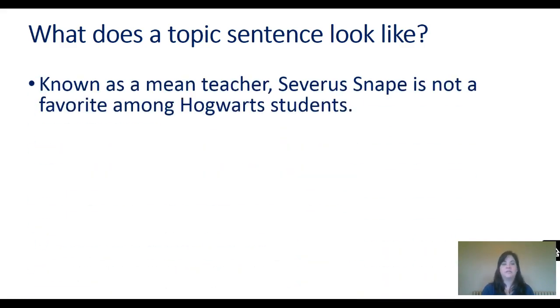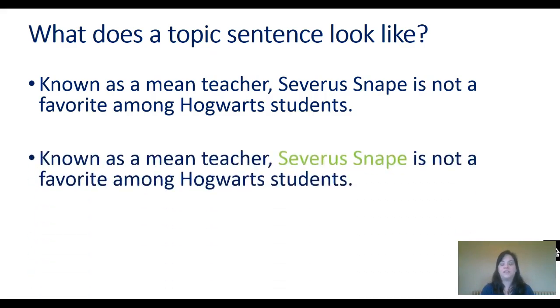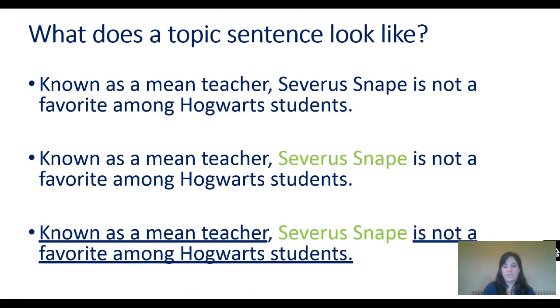Here's another example. Known as a mean teacher, Severus Snape is not a favorite among Hogwarts students. And here, the topic, the who or what the sentence is about, is Severus Snape. And the controlling idea, what the writer wants us to know about Severus Snape, is broken up into two pieces. One, that he's known as a mean teacher, and two, that he's not a favorite among Hogwarts students.